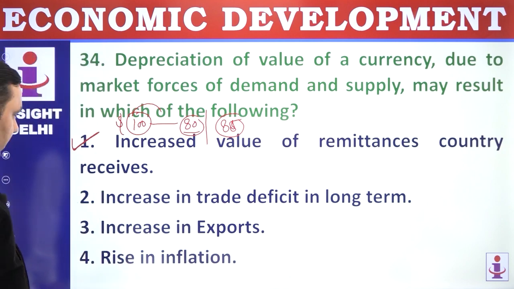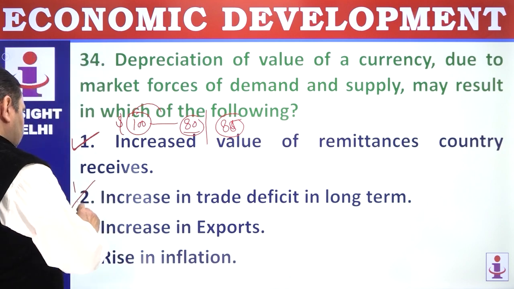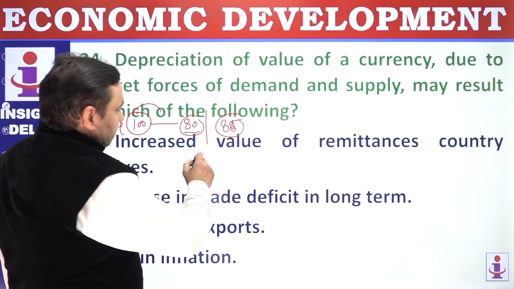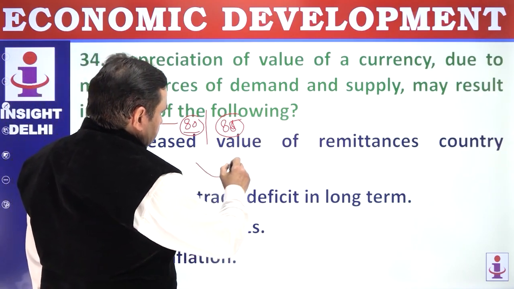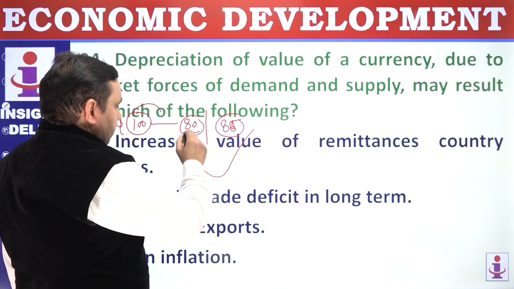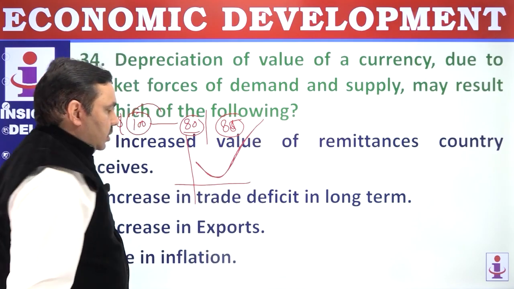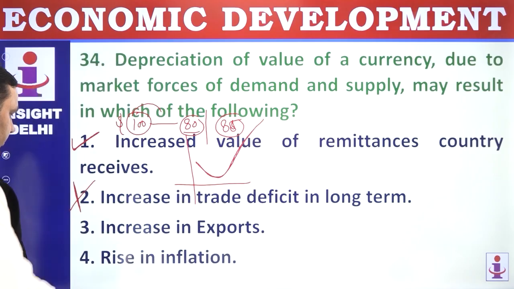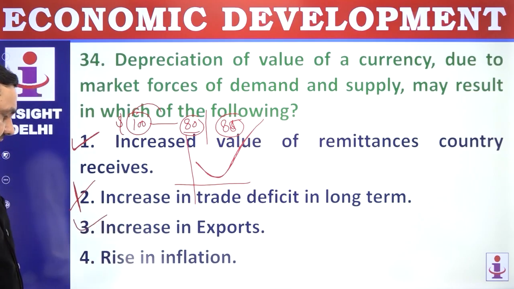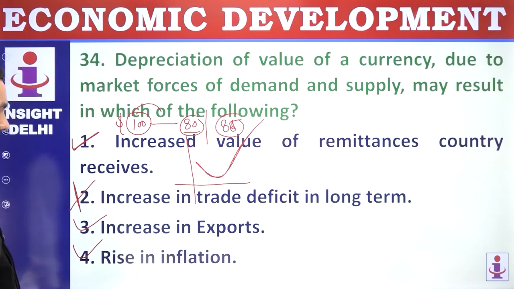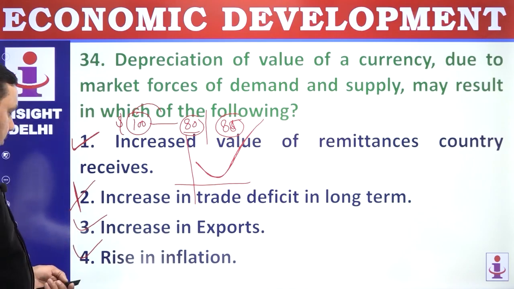Increase in trade deficit in the long run? In the long run, the trade deficit is narrowed. In the short run, the trade deficit increases because it follows the concept of the J curve. Initially, the value of our exports goes down, but in the long run, the value of exports goes up. Increase in exports, of course. Rise in inflation, because imports become costly and exports increase. So domestically, few things are available. 134.